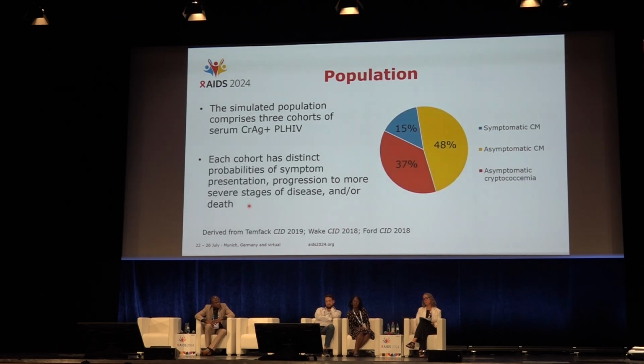So the population includes 3 cohorts of serum CRAG positive people with HIV. 15% had symptomatic CM, 48% had asymptomatic CM, and 37% had asymptomatic cryptococcemia. And each of those cohorts have distinct probabilities of presenting with symptoms, progressing to more severe stages of disease, and death.